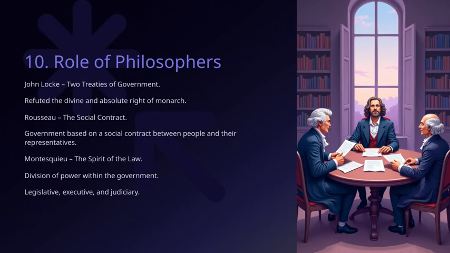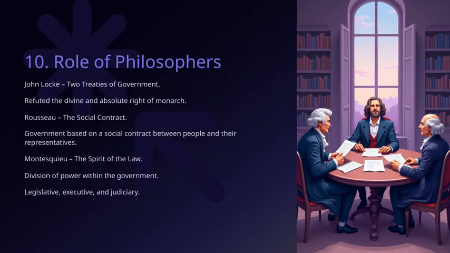Now, let's explore the role of some influential philosophers in shaping political thought. First, John Locke, in his Two Treatises of Government, challenged the idea of divine and absolute rights of monarchs. He argued that power does not come from divine right, but from the consent of the governed, emphasizing the importance of natural rights like life, liberty, and property.